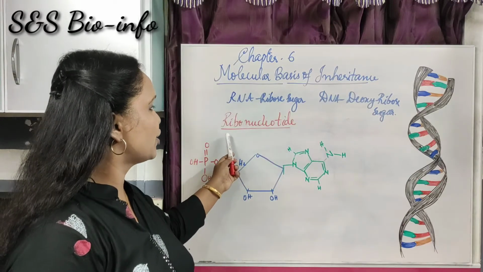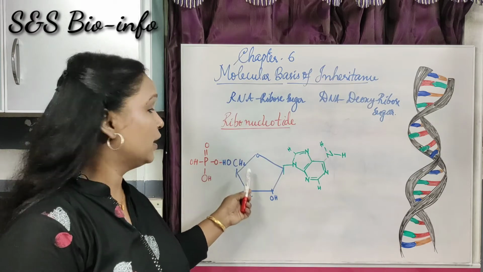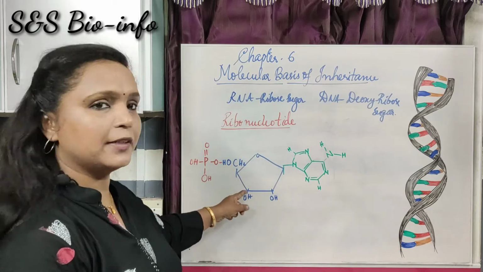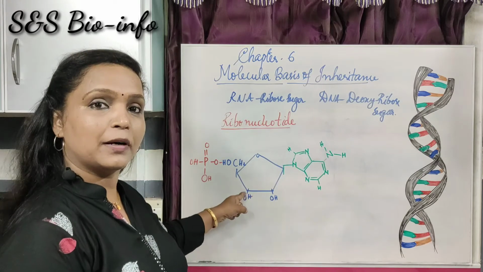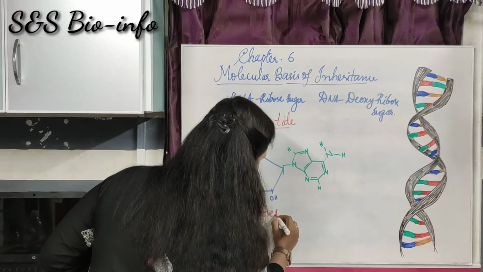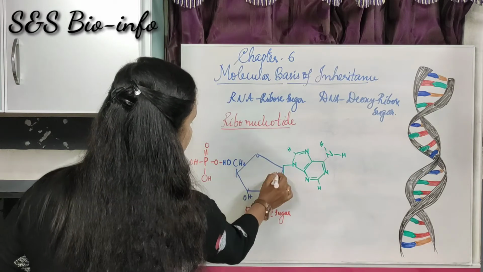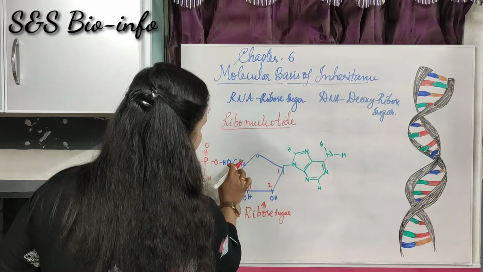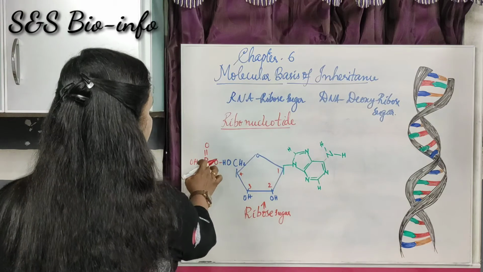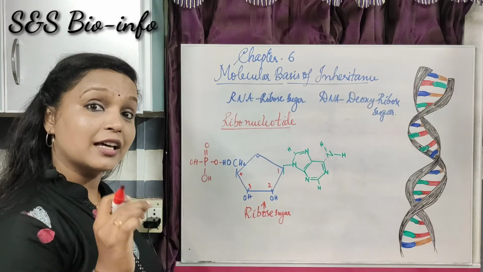Now you can observe the structure of a ribonucleotide. Ribonucleotide is a nucleotide that is formed of pentose sugar, phosphate group and the nitrogen base. Look at the figure. This blue color part represents the ribose sugar. Okay, it is pentose sugar, first carbon atom, second, third carbon, fourth, then fifth carbon atom. Okay, in the fifth carbon atom, there is a link between the phosphate group. That link is called phosphoester linkage.